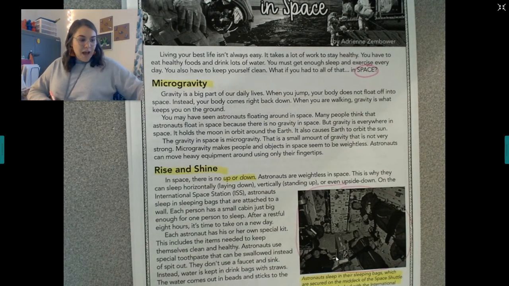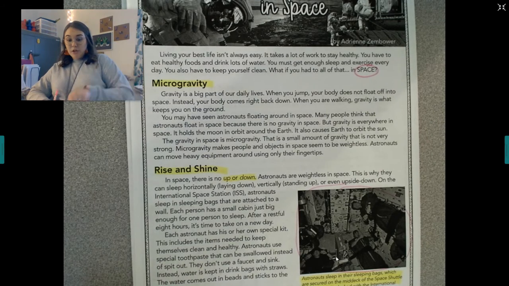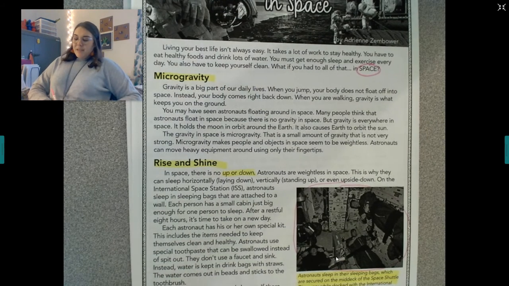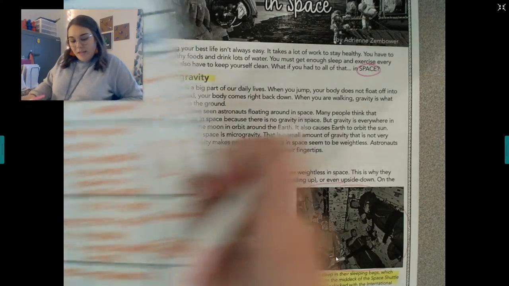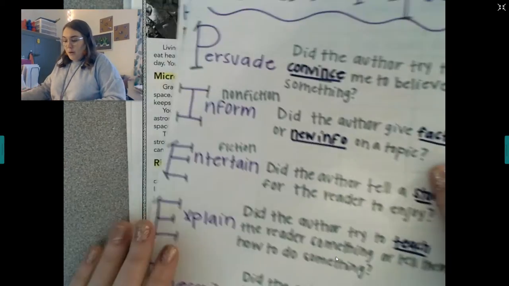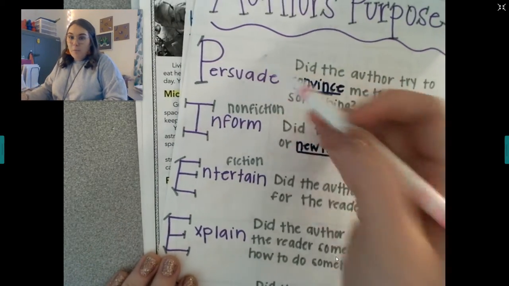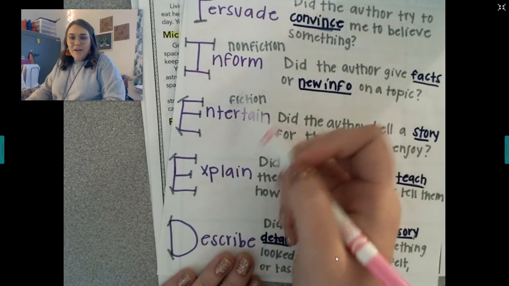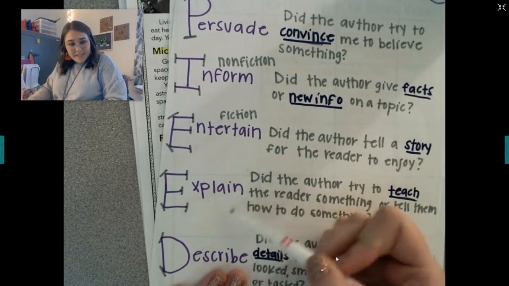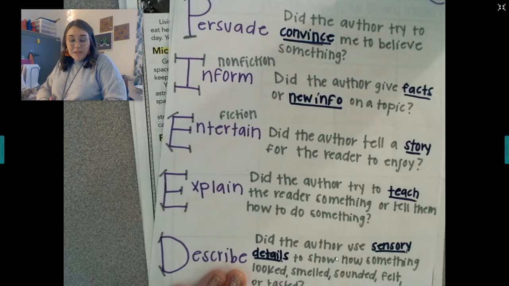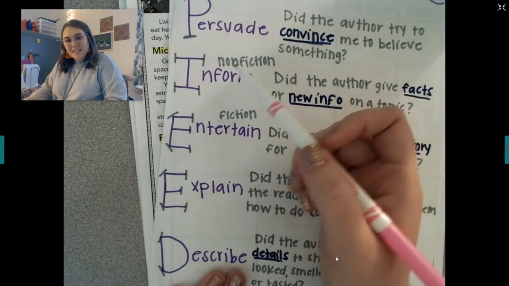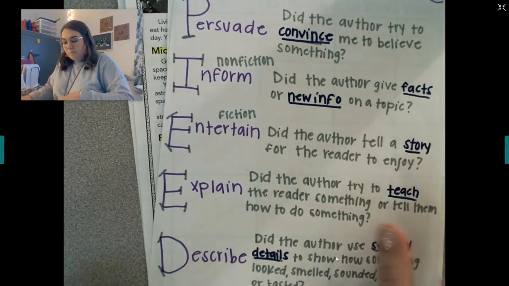So, I'm thinking about the central idea. Remember, that's our little table. And I'm thinking it has something again to do with space. For our author's purpose, I can go ahead and cross out persuade. I can cross out entertain. I can cross out explain because it's not teaching me anything. I'm kind of stuck between inform and describe still.